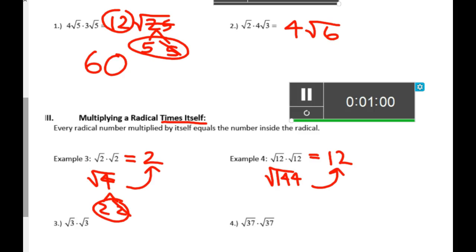I'll give you a minute. You can do it. Do those two. Takes less than a minute. Takes 2 seconds.